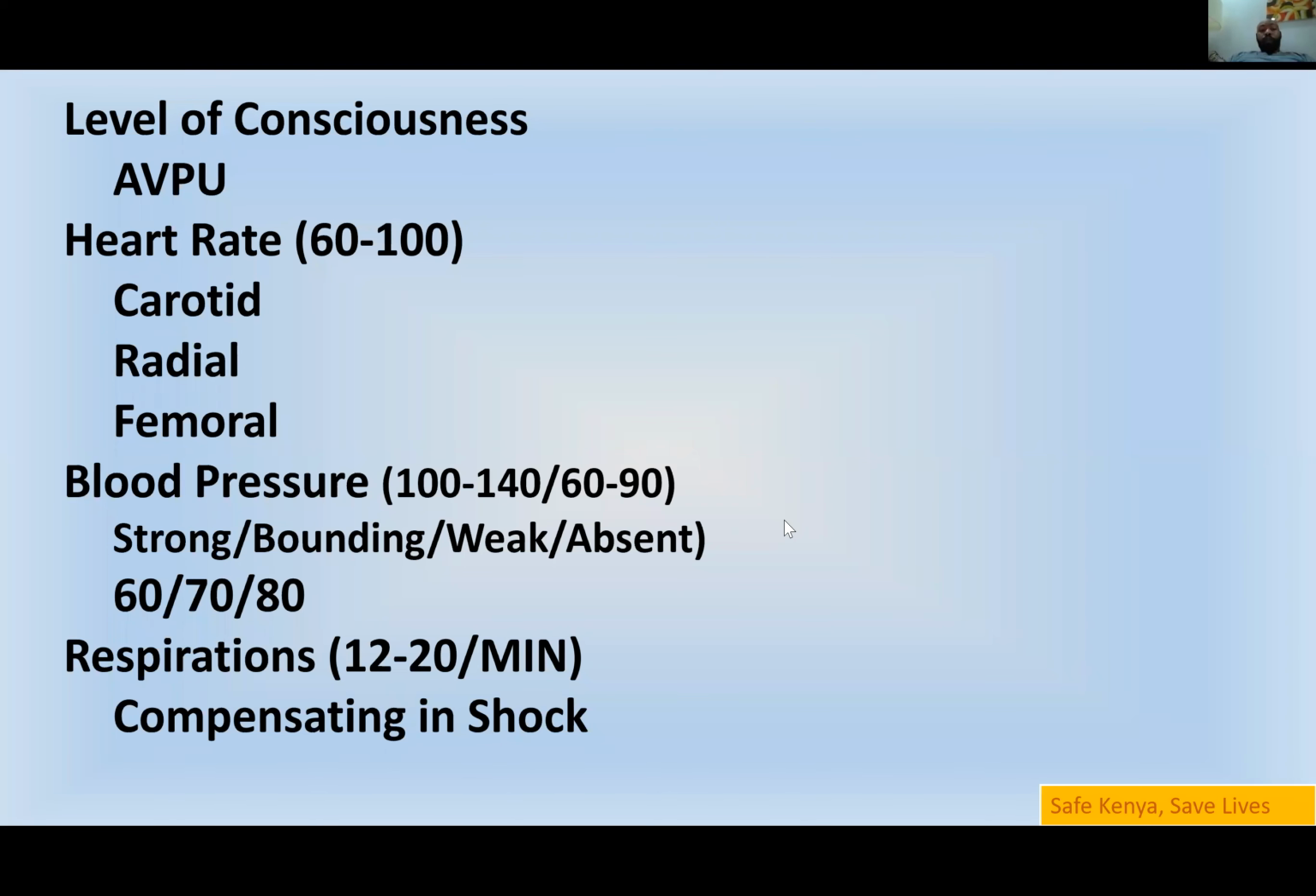For blood pressure, our normal is systolic 140 and diastolic 60 to 90. You want to make sure that those are strong and bounding, or if they're weak and absent, that's an indication that the patient might be going into shock and might need resuscitative fluids. Respirations are normally between 12 and 20. They might increase to compensate for shock, or they might decrease. So we want to pay attention to all of those while we're trending vital signs.